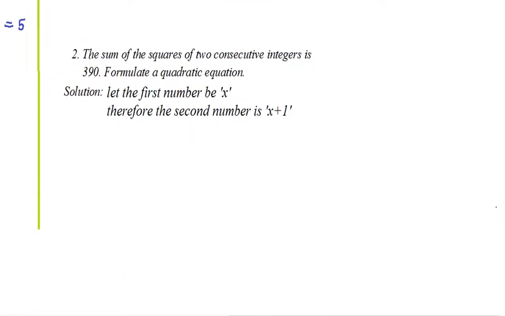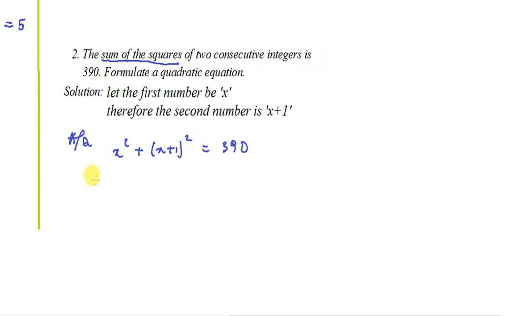Next, the sum of the squares of two consecutive integers is 390. Formulate a quadratic equation. Let the first number be x, then the second number will be x plus 1. The sum of the squares is x square plus x plus 1 whole thing square.